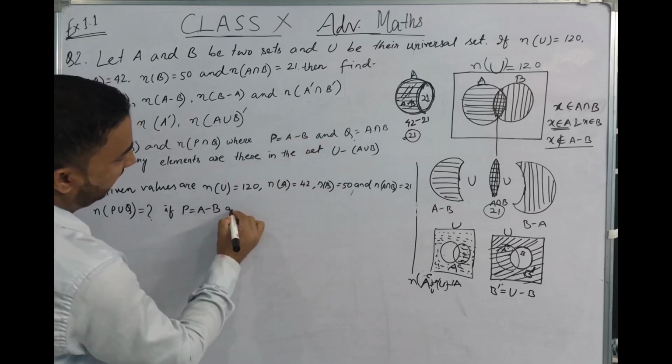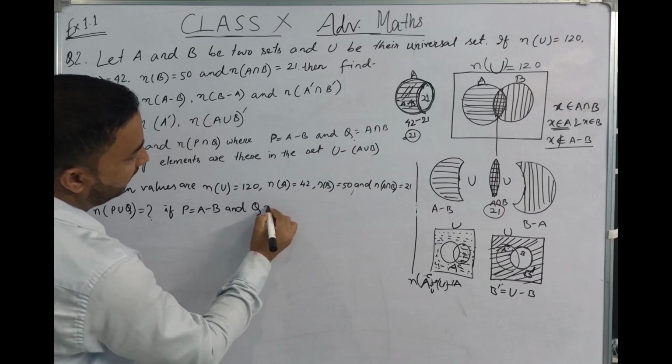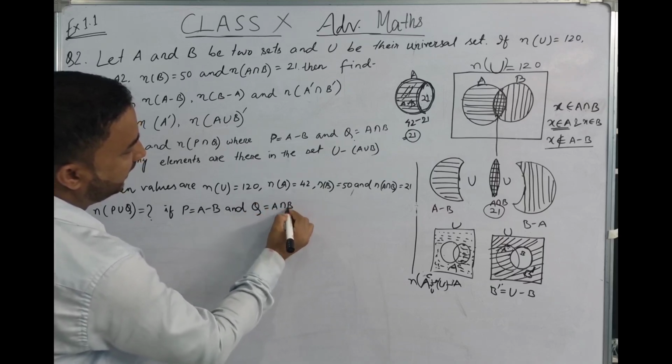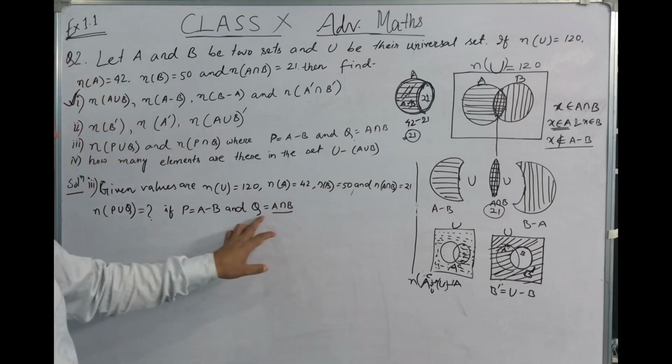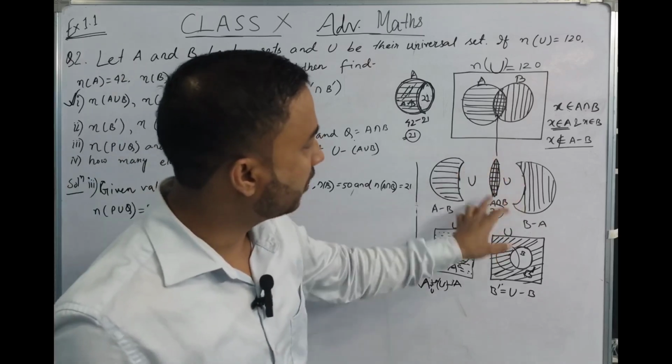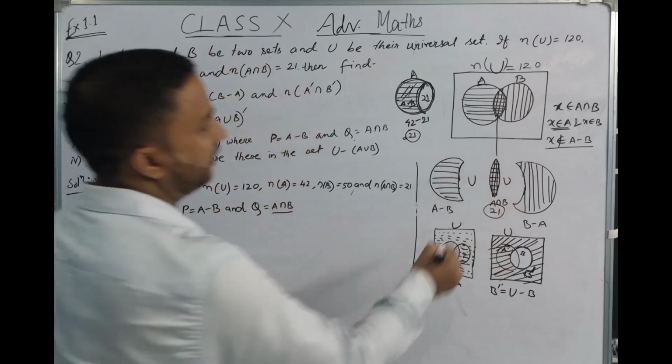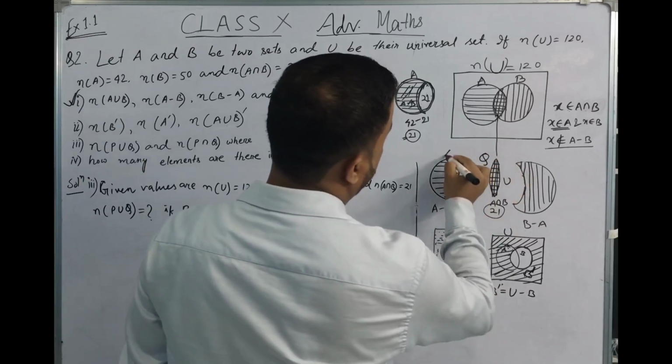P is equal to A difference B, and what is Q? Q is equal to A intersection B. Means the elements in the set A intersection B is also considered as Q. This part is the Q also. A intersection B is Q, and this is P.